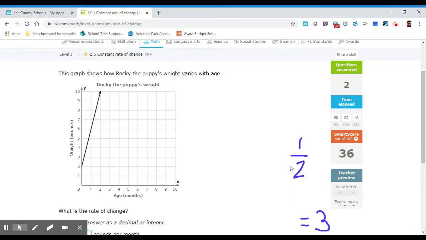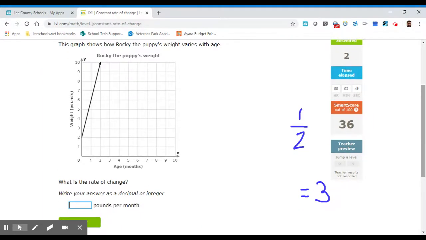So let's just keep doing this. Do a couple more. Sometimes it'll help you down here by saying write your answer as a decimal or integer. So what's the constant rate of change? Well, let's start here since that's a point that intersects. And the next point is up here. So what is the rise and what is the run? So we rise 1, 2, 3, 4. And the run is 1 unit. So 4 over 1, which is just 4.